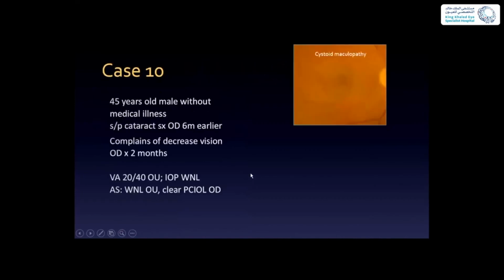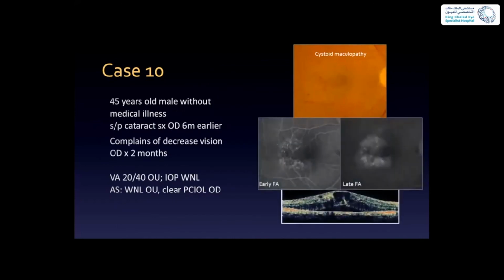Now let's look at this case. This is a 45-year-old male. He did not have any macular illness. He had cataract surgery 6 months ago, but has been complaining of poor vision that started 2 months ago. His visual acuity is 20/40 in both eyes, and his anterior segment is unremarkable. And what we see on the OCT and on the fluorescein angiogram is telangiectasia and leakage of this telangiectasia.